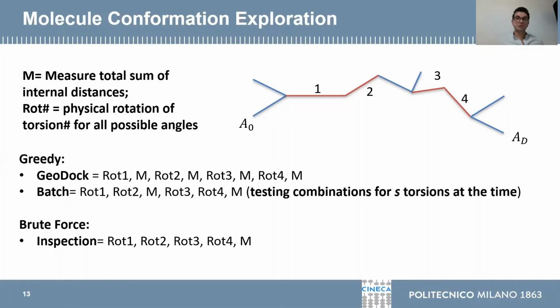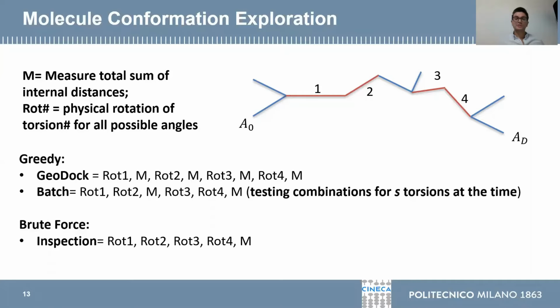So with GeoDock, which is the method that is right now employed for performing the ligand expansion, we are actually testing all the possible combinations for the first rotatable bond, measuring the internal distance for every combination tested, and then once the best angle is found for the first rotatable bond, we are going to the second one, then to the third one, and then to the fourth one.